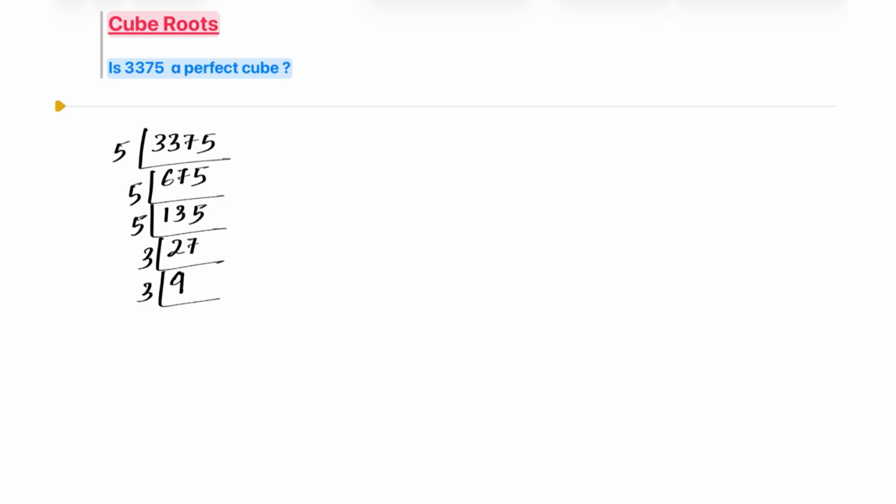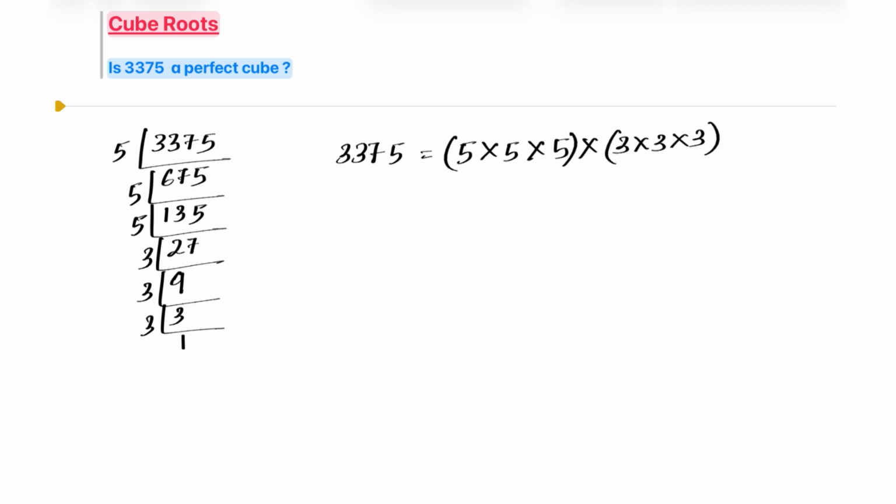Here is the next question. Is 3375 a perfect cube? Let us find out. Prime factorization of 3375 can be written as 5 into 5 into 5 into 3 into 3 into 3. Here factors are grouped in triplets. So yes, 3375 is a perfect cube.